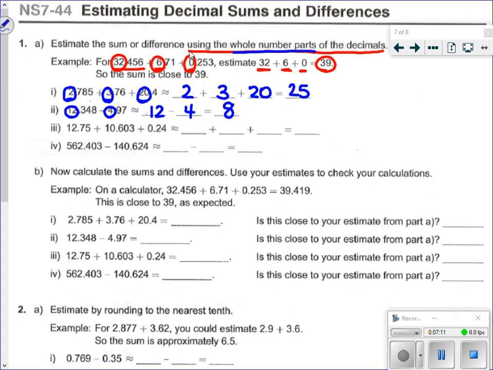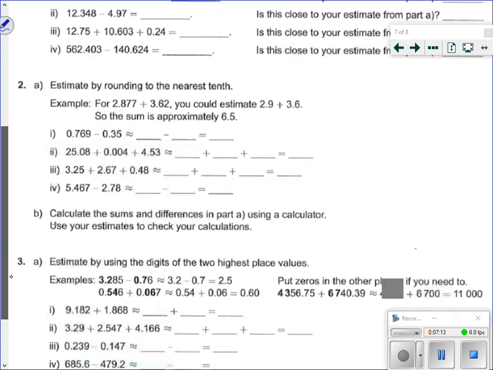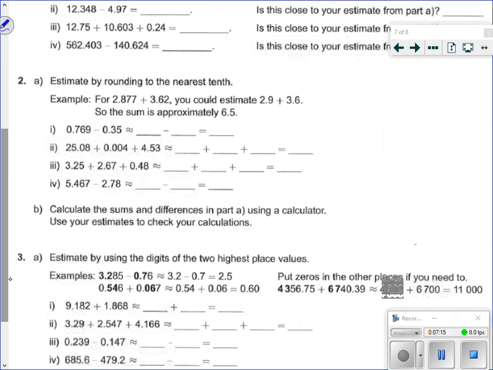Okay? If you look at number 2, number 2 is very similar, except this time we want a little bit more accurate estimate. So this is where we would round to the nearest tenth. Okay, so for instance, 2.877, the digit in the tenths place is the 8. It has a 7 after it. Remember, if the digit after it is 5 or greater, this 8 will bump up and become a 9, right? So this 2.877 becomes 2.9 rounded to the nearest tenth.